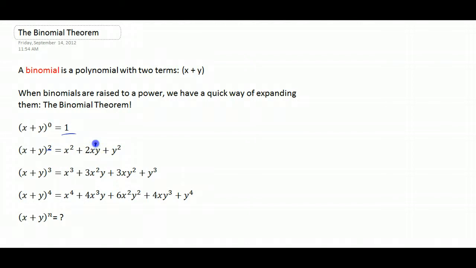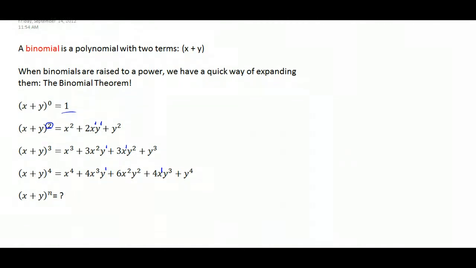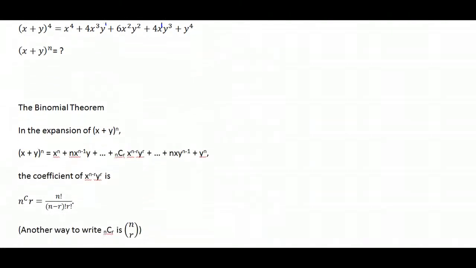Notice that the exponents of every term add up to the original power. Here it's 2: 1 plus 1, and 2. Here's 3: 2 plus 1, 1 plus 2, they all add up to 3. For the fourth power, 3 and 1, 2 and 2, 1 and 3, they all add up to the original power. So once we see that pattern, it'll help you understand the binomial theorem.